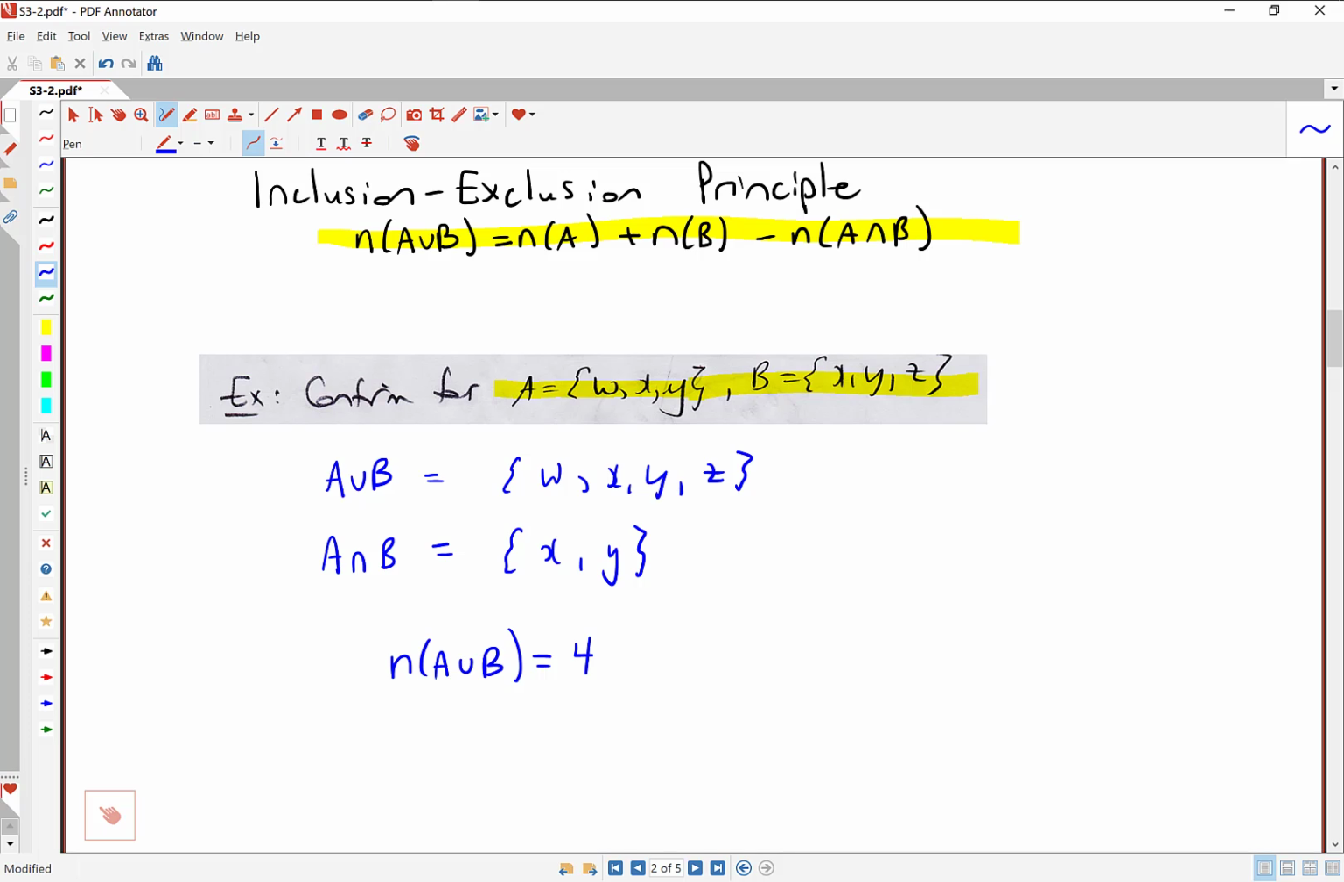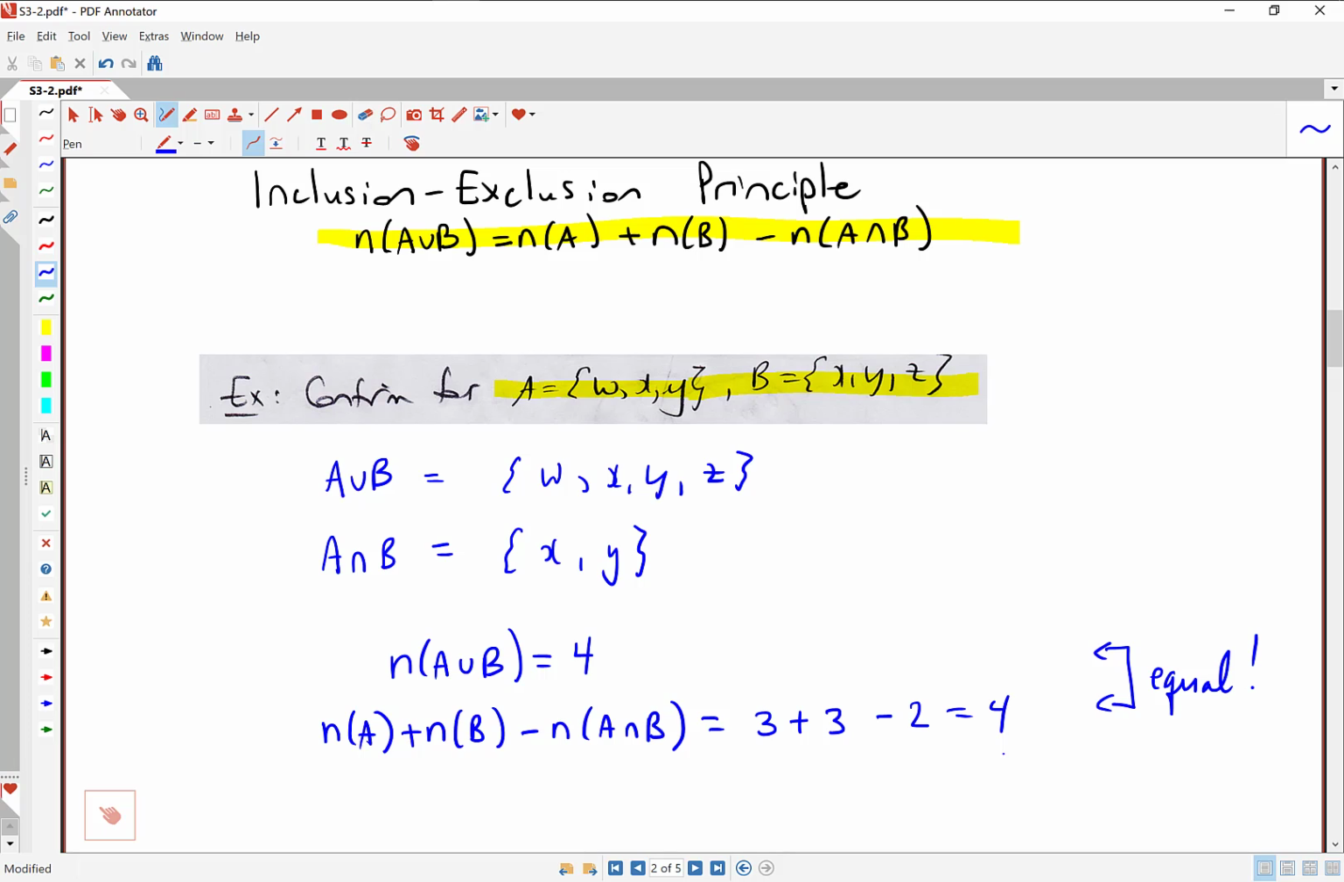For the right side of the equation, we want to calculate number of elements in A plus number of elements in B minus the number of elements in the intersection. And the point here is to confirm that that comes out equal. So what we're looking for is for this number to equal 4. So let's just confirm that. Number of elements in A is 3. We're going to add that to the number of elements in B, which is also 3. And we're going to subtract off the number of elements in the intersection, which is 2. So 3 plus 3 minus 2, sure enough, that comes out to 4.